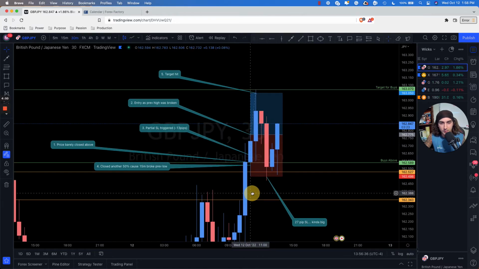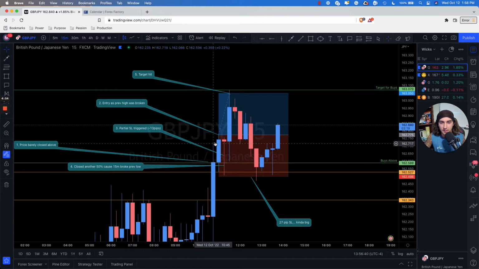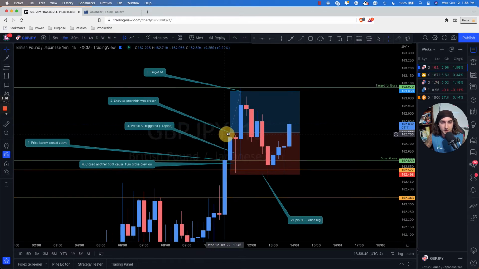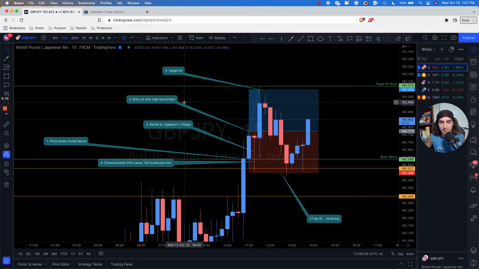And so with that said, if we look at the 15-minute candle that I entered on, it just barely closed below where I entered. So I started thinking, maybe there's not going to be enough volume to push it. And as you can see, one, price barely closed above the zone. Two, entry as previous candle high was broken. Three, partial stop loss triggered, minus 13 pips.